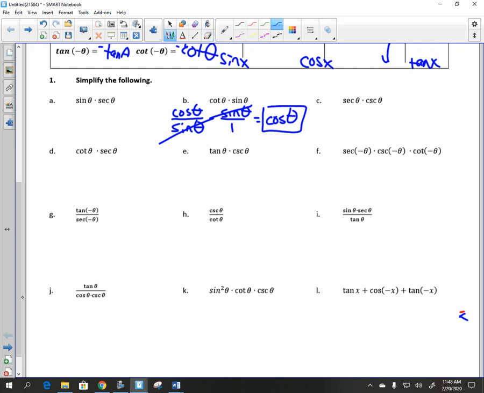Secant times cosecant. 1 over cosine times 1 over sine. What cancels? Nothing. Nothing cancels. We learned that cosine divided by sine is something special, and sine divided by cosine is something special, but cosine times sine, that's not anything special, is it? In fact, this doesn't really simplify at all. Every once in a while, we might come across an expression that is already simplified.